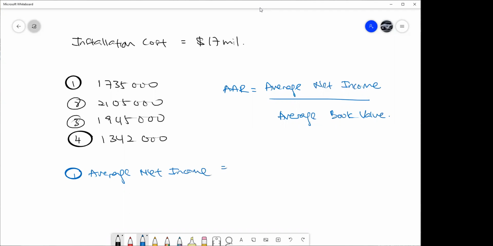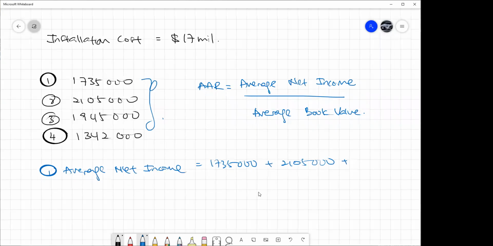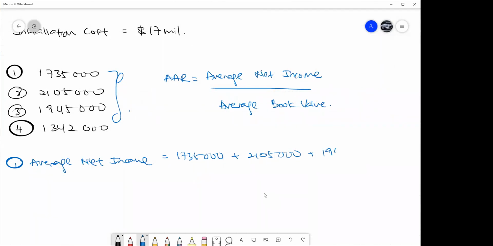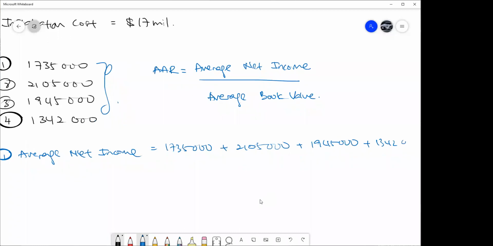So average net income: basically, you total this lump sum divided by 4. So 1735 million plus 2105 million plus 1945 million plus 1342 million. Whole thing divided by 4. What is the average net income? Okay, you should be getting, yes, 1,781,750.